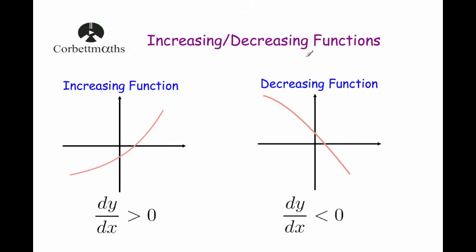A decreasing function is a function which is going downwards. So as the values for x are increasing, the values for y are decreasing. And the gradient of the tangents will always be negative. So dy by dx will always be negative for a decreasing function.